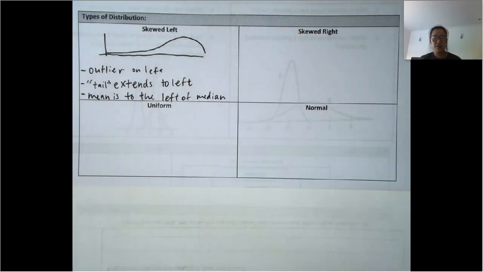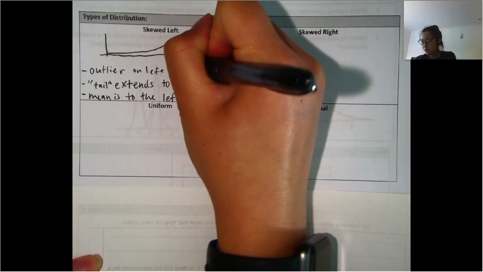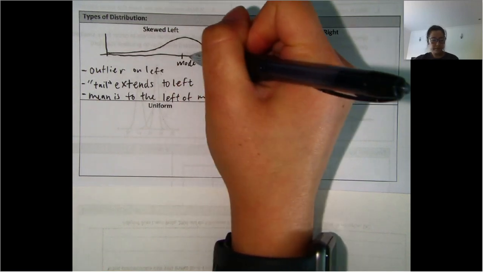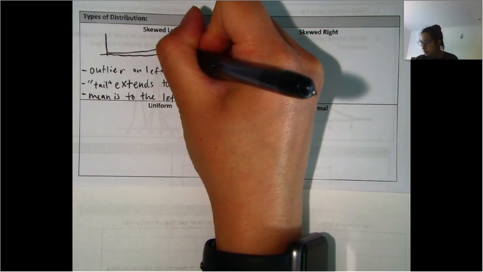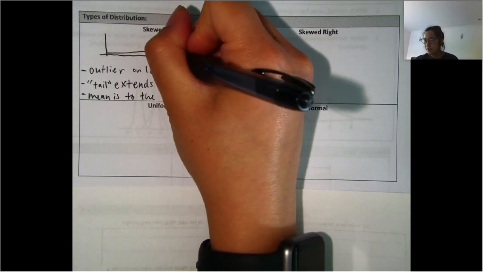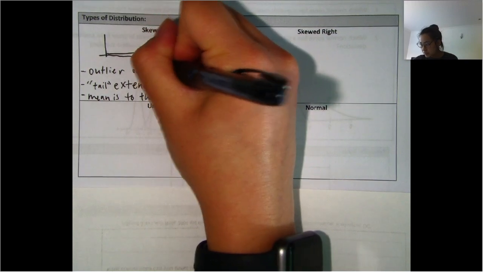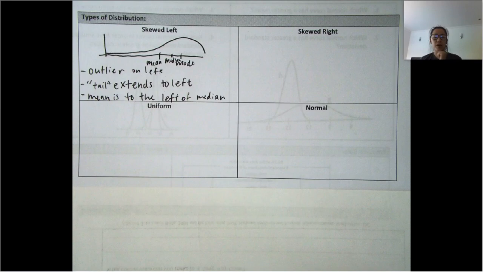Okay, and so just to give a general idea of what this looks like, of course, your mode is going to be the highest point of your data. So the point where there's the most data, that's going to be your mode. Your median is going to be to the left of that. And then the mean is going to be to the left of that, because as we said, the mean is to the left of the median. So it's going to be mean, median, then mode.